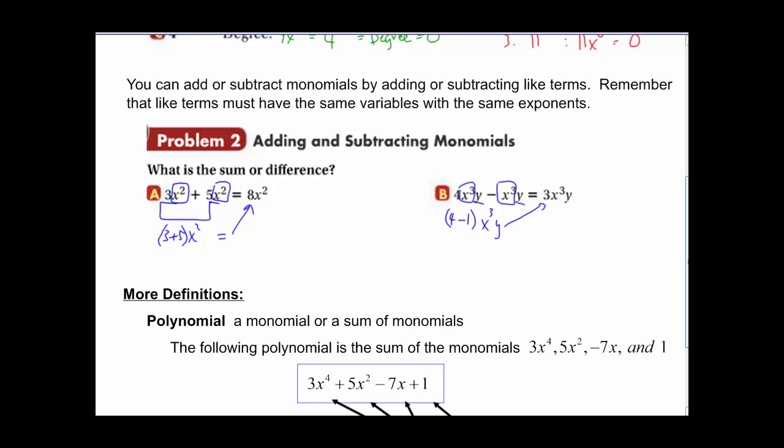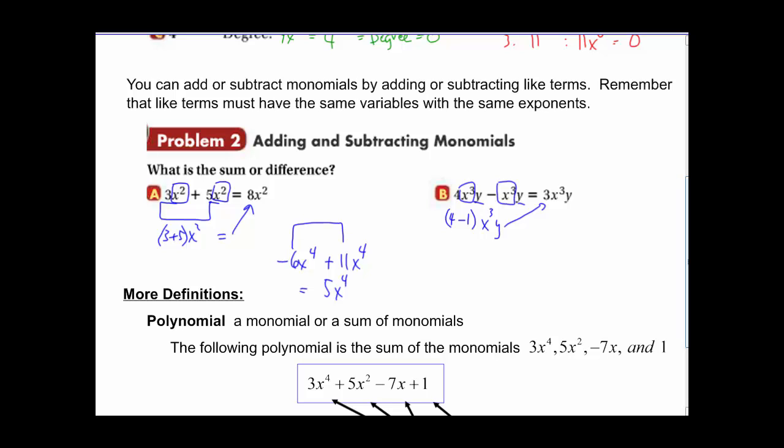What about this one? What about negative 6x to the 4th plus 11x to the 4th? Notice, both variables are x to the 4th, so we can go negative 6 plus 11, which is going to give us 5, and then we just keep the same variable. So it should be 5x to the 4th.